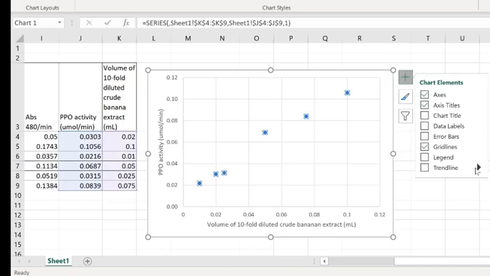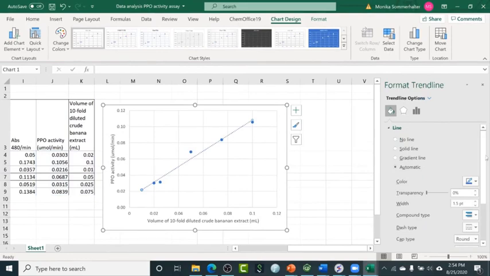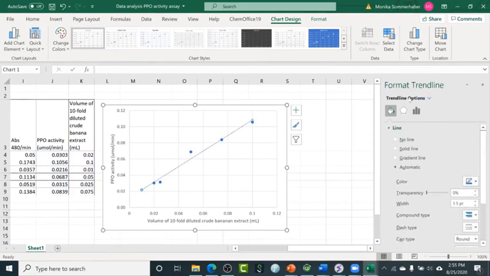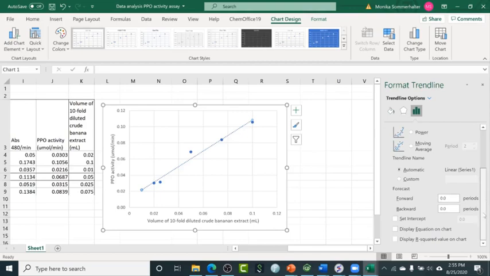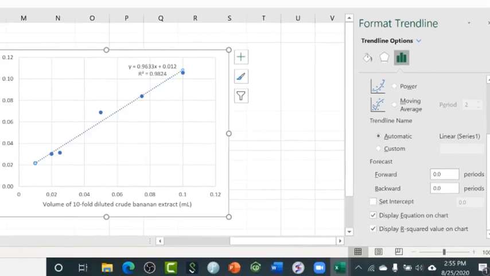and for the trend line, I want to see all the options for this trend line so that I can be in control. I would like a linear trend line. And I'm not going to set the intercept to 0. I will inspect the value that I get. But I want to see the equation on the chart and display the R-square value on the chart.